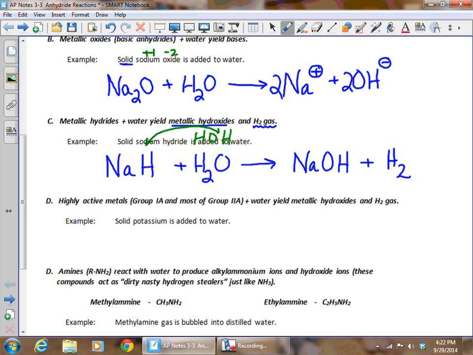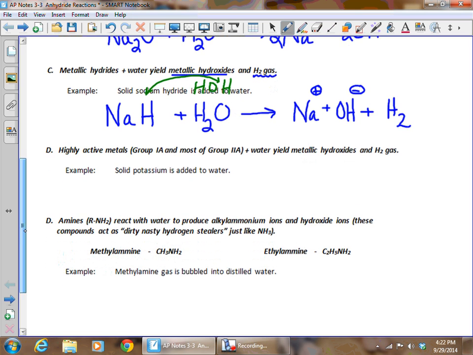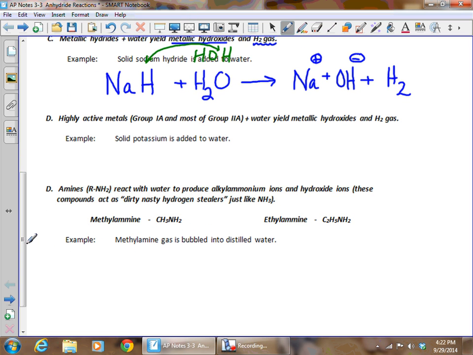Again, we're in water, guys. That's the whole point. So that sodium hydroxide cannot stay like this. We have to write it in its ionized form. The hydrogen gas won't split. It's in the elemental free state, but the sodium hydroxide will. So that's how we're going to have to write it. We get a similar result if we take a highly active metal from group 1A, and most of group 2A will do this with water. We'll get the metallic hydroxides and hydrogen gas again.